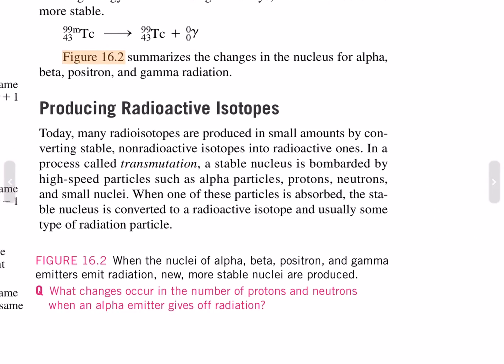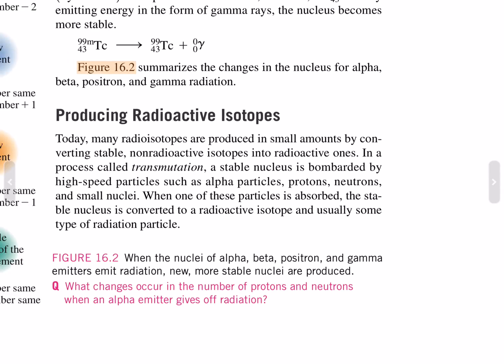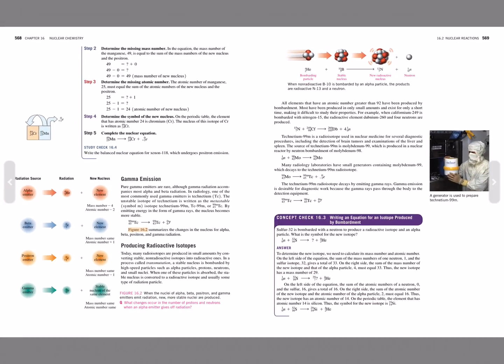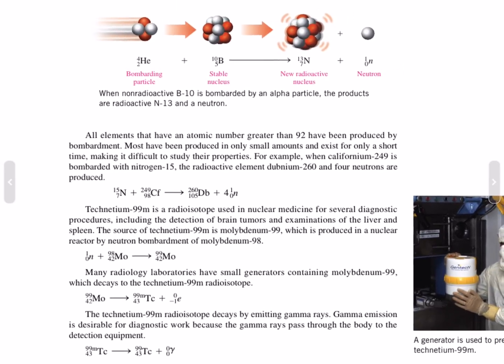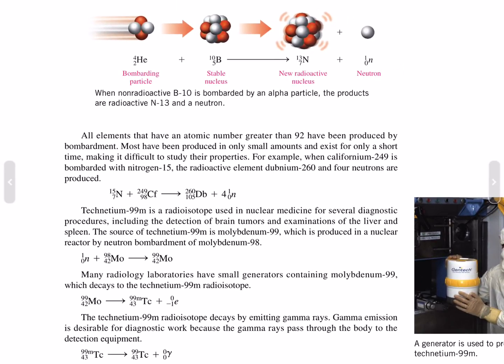Producing radioactive isotopes. Today, many radioisotopes are produced in small amounts by converting stable, non-radioactive isotopes into radioactive ones. In a process called transmutation, a stable nucleus is bombarded by high-speed particles such as alpha particles, protons, neutrons, and small nuclei. When one of these particles is absorbed, the stable nucleus is converted to a radioactive isotope, and usually some type of radiation particle. When boron-10 is bombarded by alpha particles, the products are radioactive nitrogen-13 and a neutron.